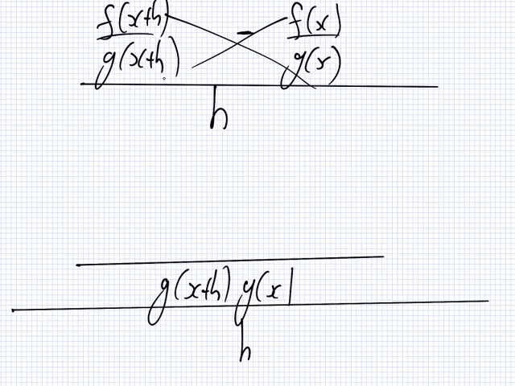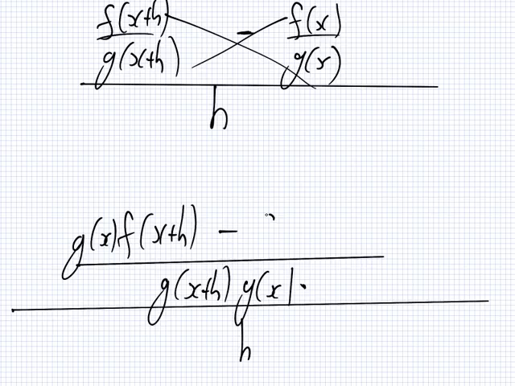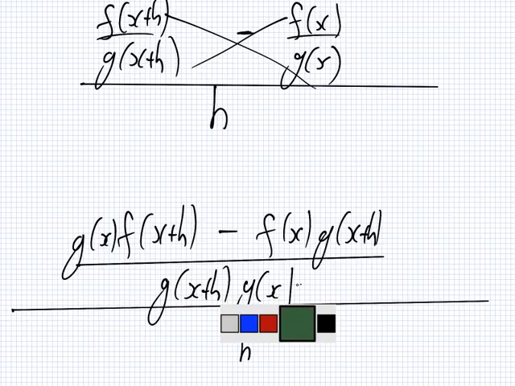Of course, there are many other ways to do it. This is just the quickest, most straightforward way for me to do it without thinking. So you multiply the denominators to make this denominator, and then you cross it. So you end up with g(x) f(x plus h) minus f(x) g(x plus h). And like I said, that's not the only way to do it. It's just for me mentally the easiest way.